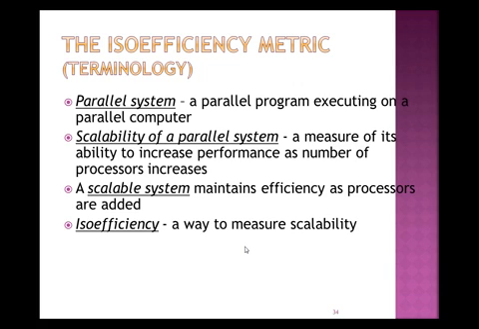That is, a scalable system maintains efficiency as processors are added. Then iso-efficiency, a way to measure the scalability. These are the four metrics that are used in Amdahl's law for calculating the various operations when we use multiple processors, when we use the parallel system, when we use multiple systems.